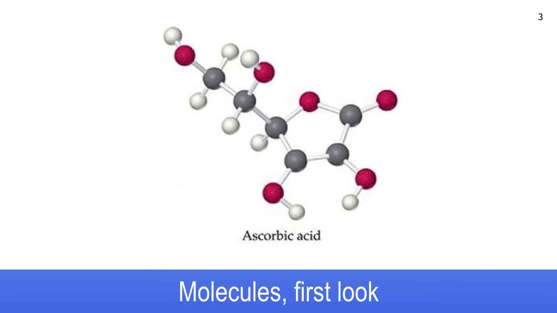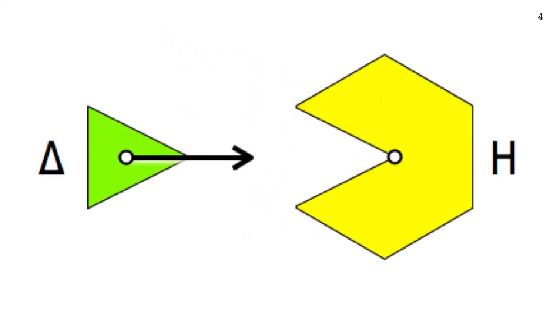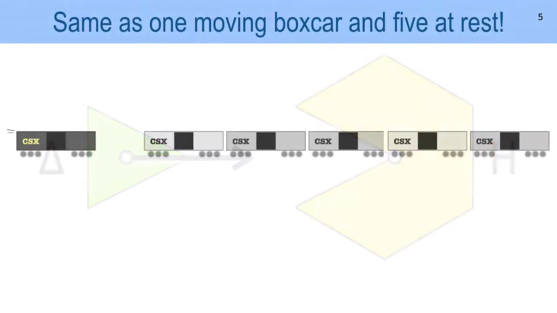Here's vitamin C, ascorbic acid. So we're going to talk a little bit about molecules. Matter of fact, we already talked about this one on homework. Homework 9, the hexagonal protein molecule, which is my attempt to emulate nature and keep things fairly simple. This hexagonal molecule problem that you had to tackle is basically the same as one moving boxcar hooking up with 5 that are at rest.